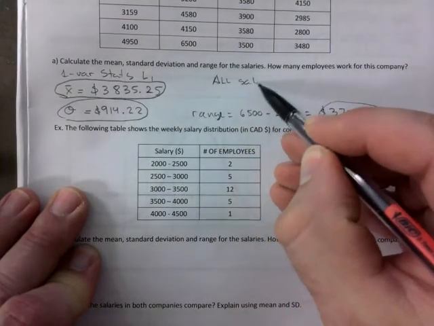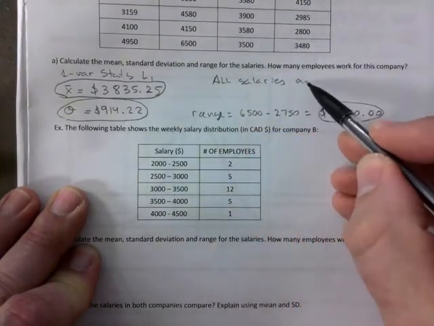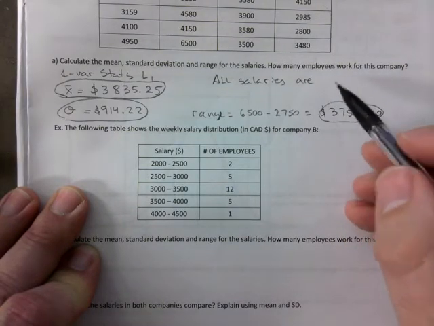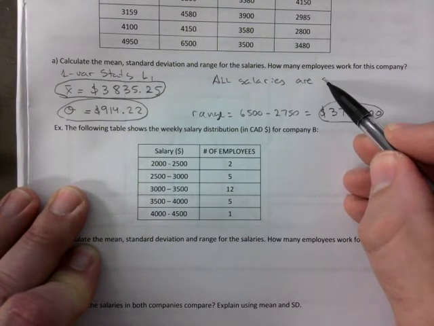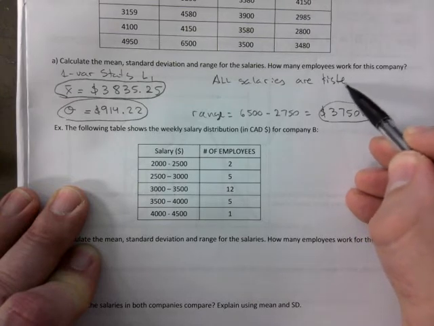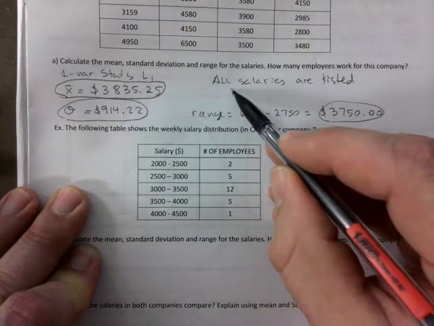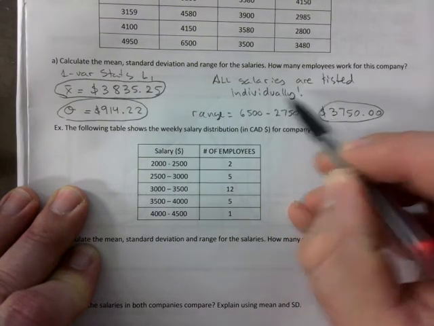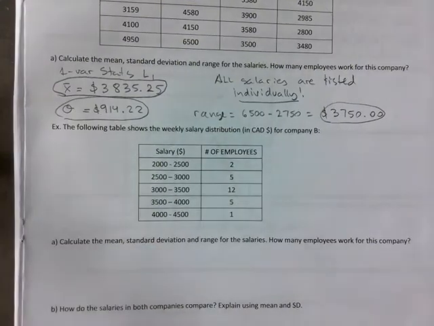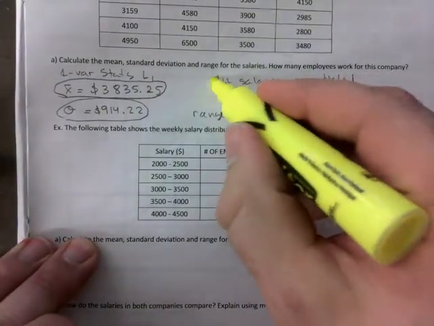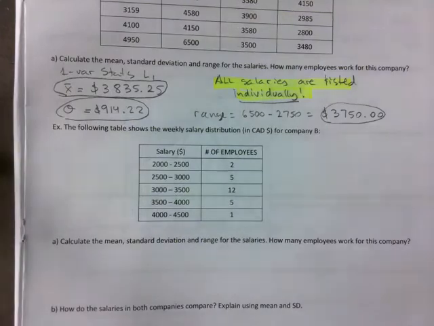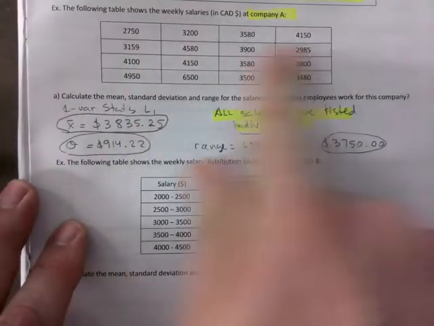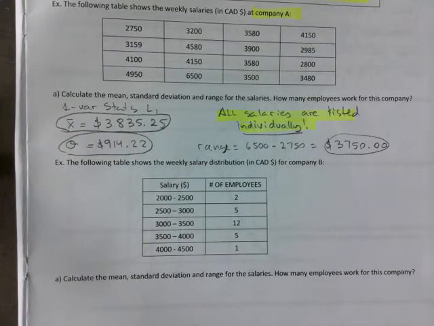All salaries are listed individually. Okay, all salaries in this case, they were all individually stated, right? You just typed them all in and you just figured out the mean and the standard deviation.